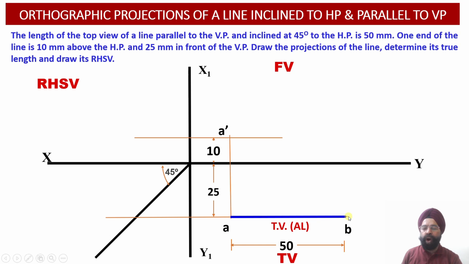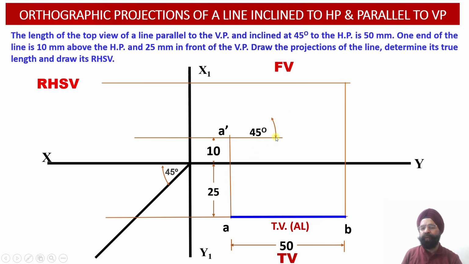Now from the point B of this top view projection, we are going to draw a vertical projector line through the point B, and onto this vertical projector the front view projection of this line will be lying. And how do we obtain this point B dash over here? We have to mark an angle of 45 degrees because we know that this line is inclined at an angle of 45 degrees with respect to the horizontal plane.